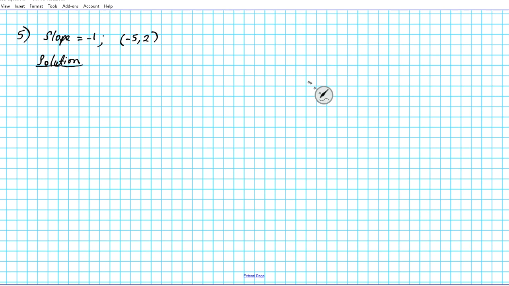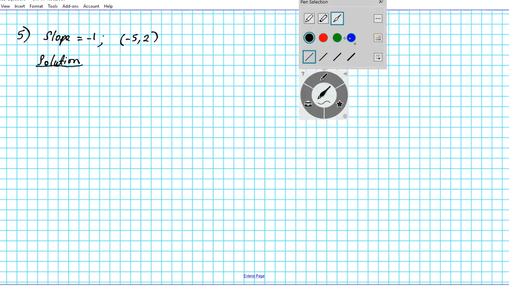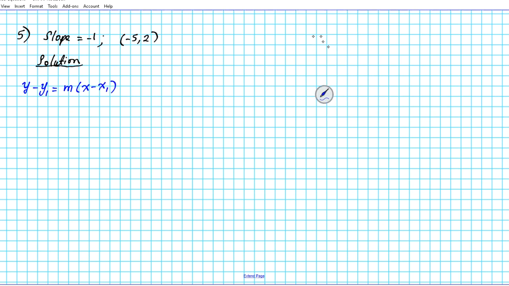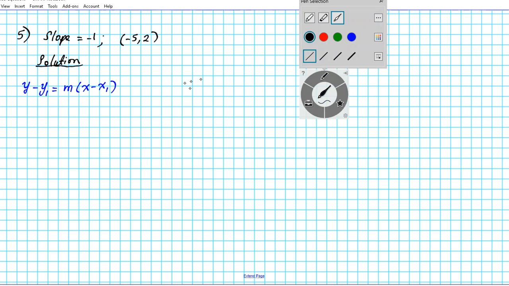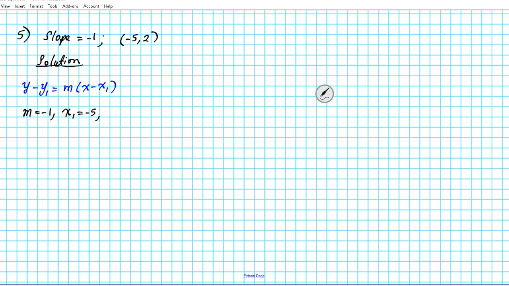So we're going to start by writing down the formula that's going to guide us. And the formula is the point slope form of the equation of a line, y minus y1 equals m times x minus x1. Okay, so we have our components already provided for us. We don't have to look for anything. Our slope m is negative 1. x1 is the x-coordinate of the point, which is negative 5, and y1 is the y-coordinate of the point, which is 2.